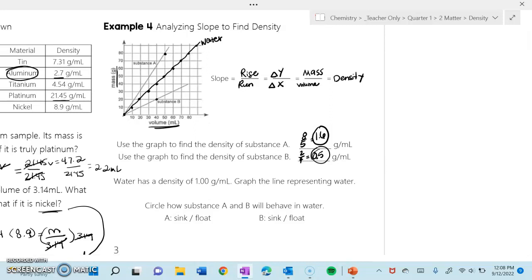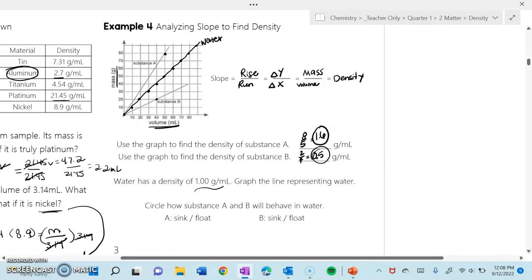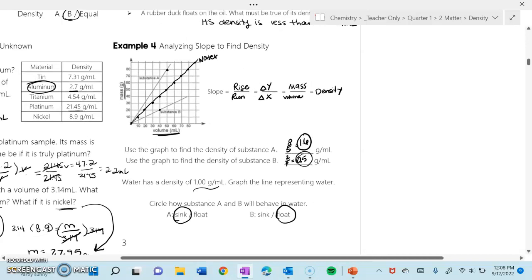Using what we talked about in the previous video, where things with larger density will sink and things with lower density will float, circle how substance A and B will behave in water. Remembering water has a density of 1 gram per milliliter, substance A has a density of 1.6. That is greater than water, so it will sink. And substance B has a density of 0.5, which is less than water, so it will float. There's our final application of density.